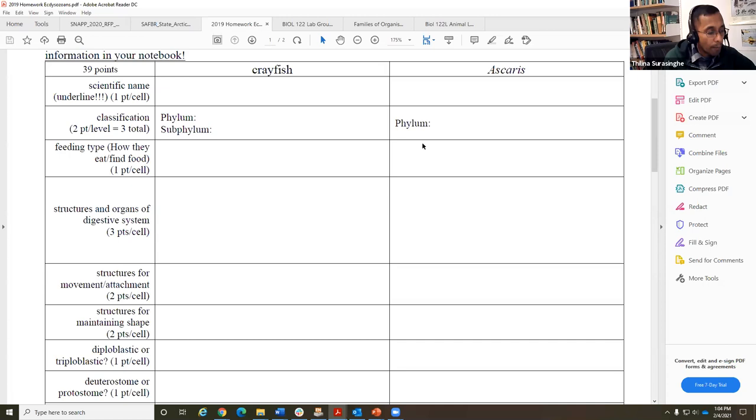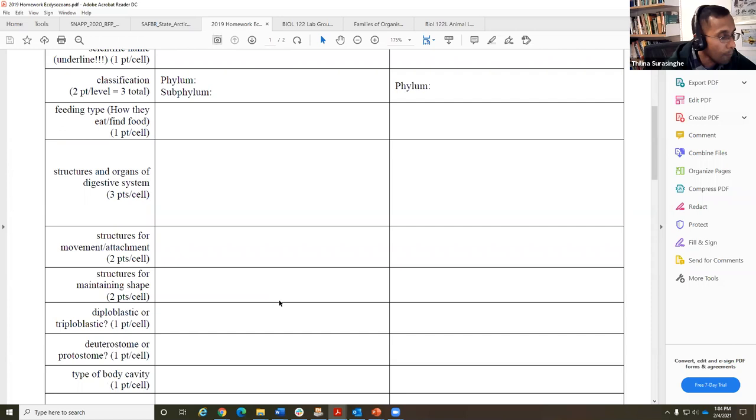And then structures used for locomotion. This is, again, a point where I want you to think big. What do they use for locomotion? Of course you will not forget the walking legs and the swimming legs, but you might forget the tail. So don't forget to mention the tail. The tail is the last part of the abdomen. You can also write abdomen, which contracts or shakes to create the swimming force.